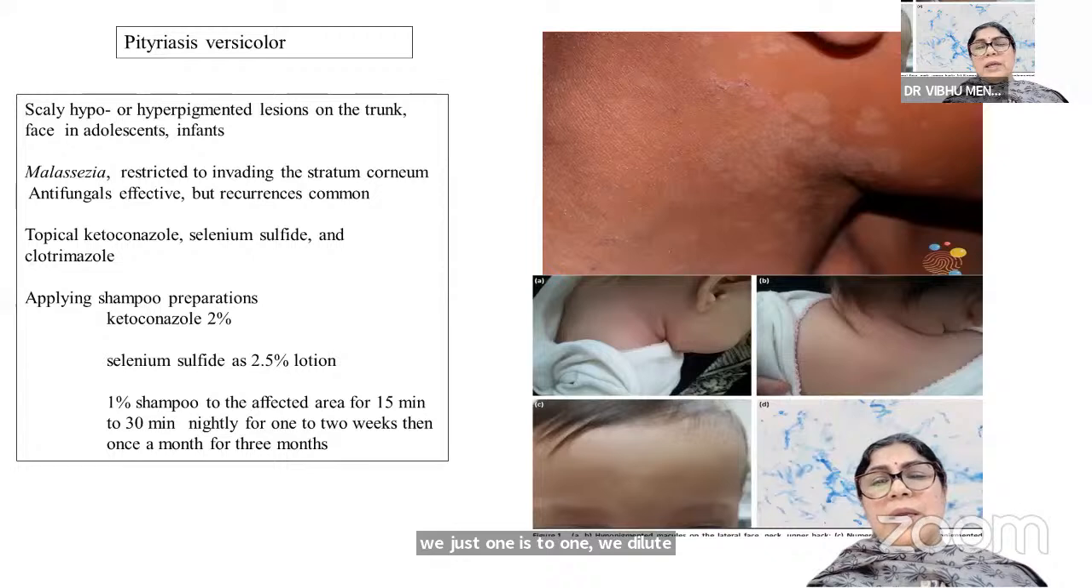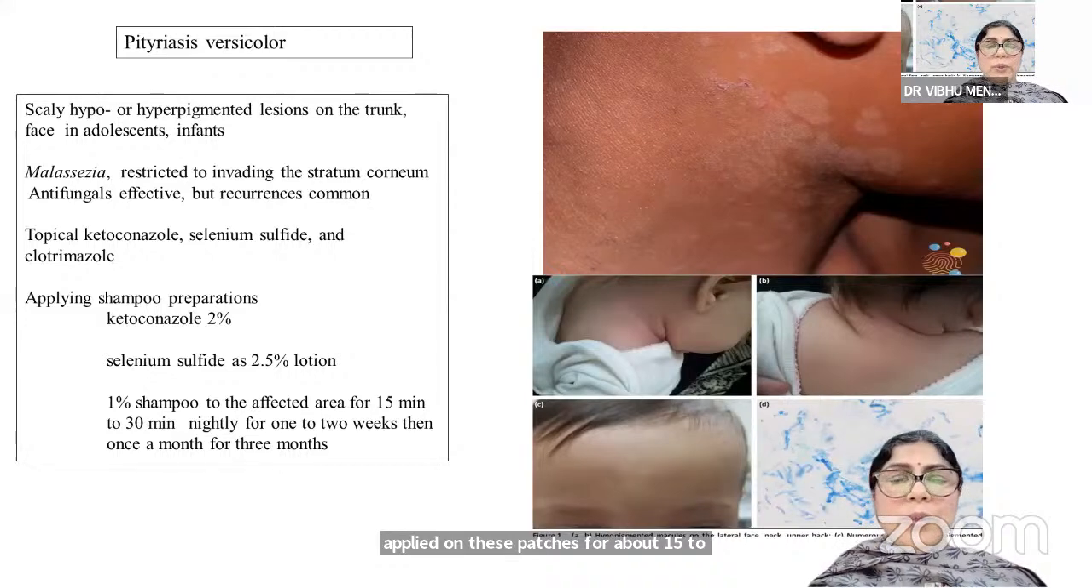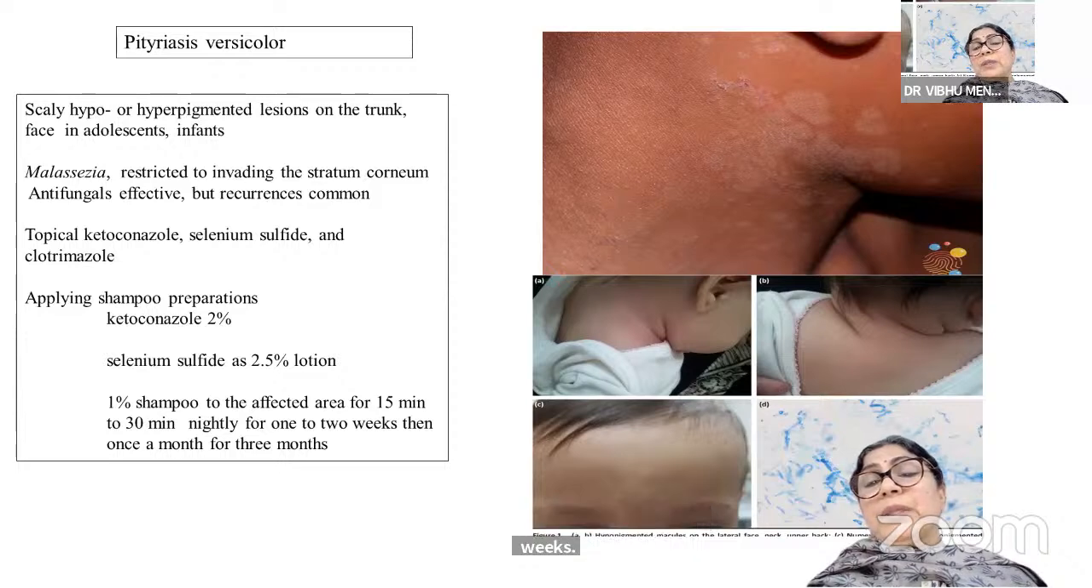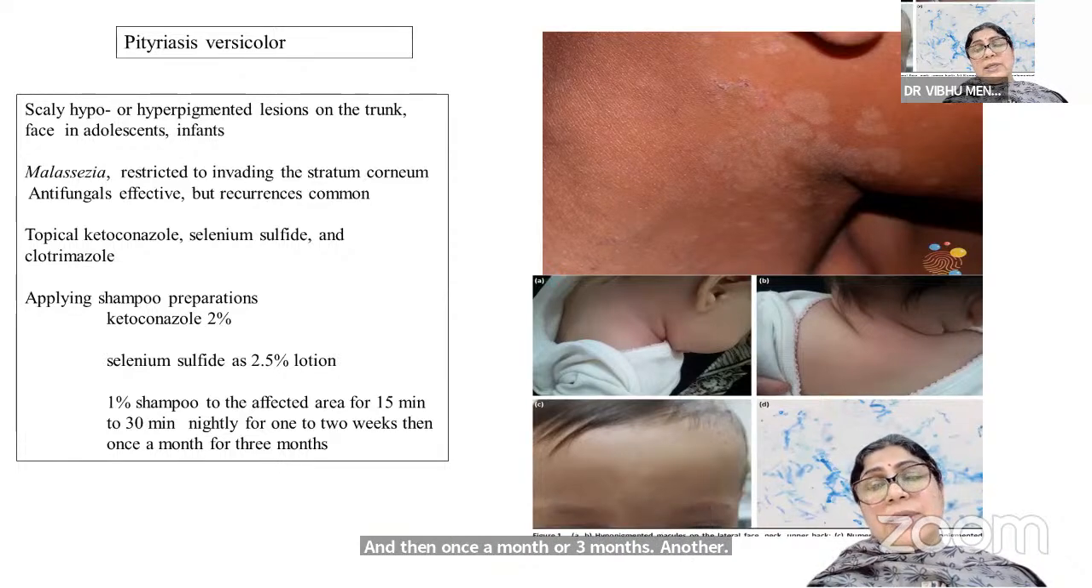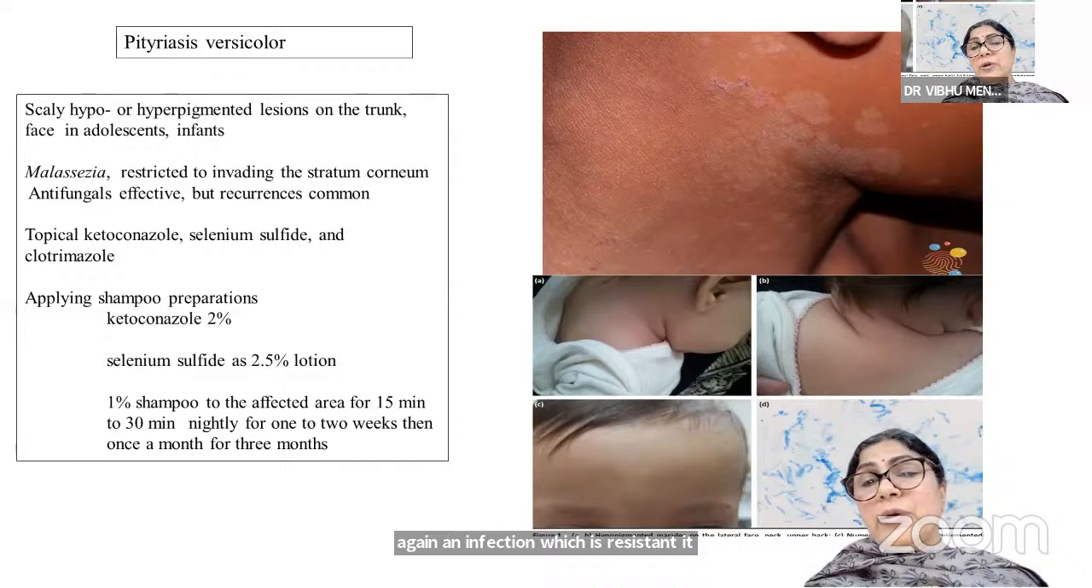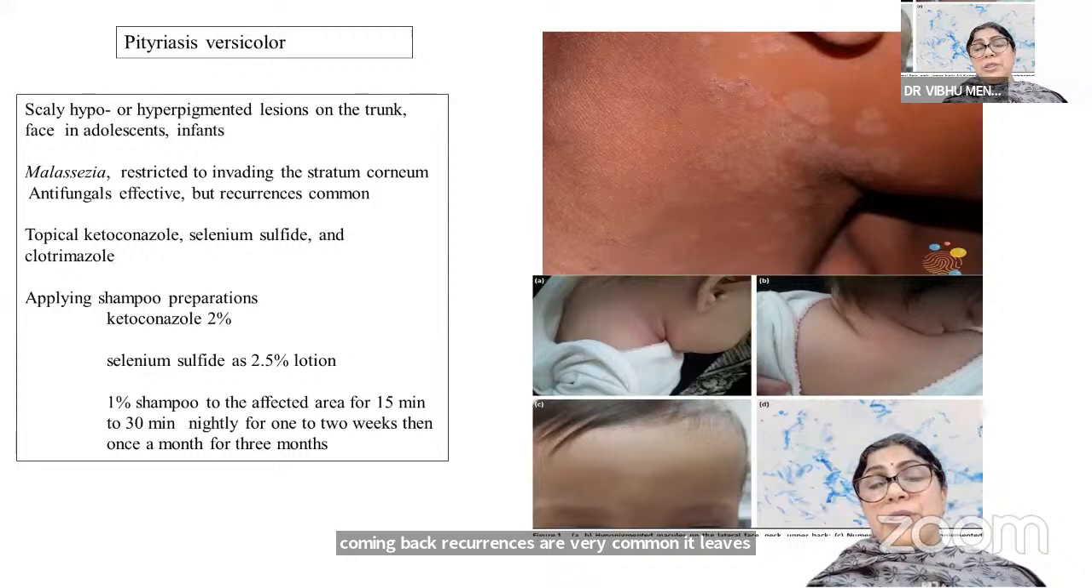this lotion is applied on these patches for about 15 to 30 minutes, nightly application for about 2 weeks, and then once a month for 3 months. Another important point I would like to mention here is that this is again an infection which is resistant. It keeps on coming back. Recurrences are very common. It leaves behind hypopigmented patches which can confuse the clinician with vitiligo.